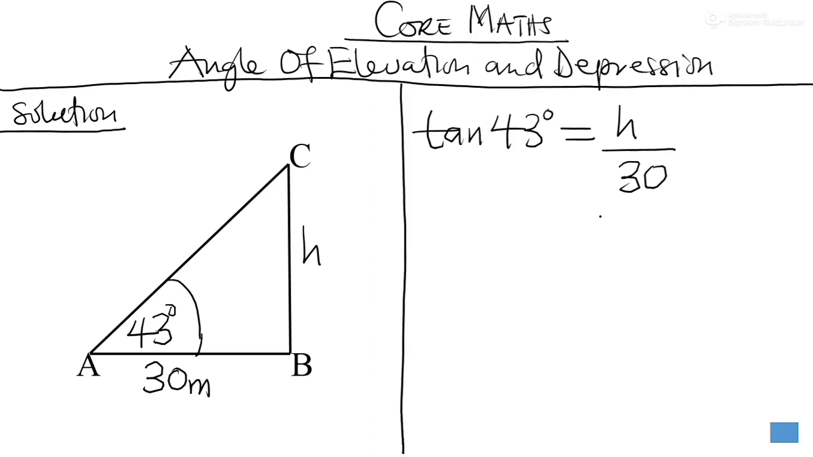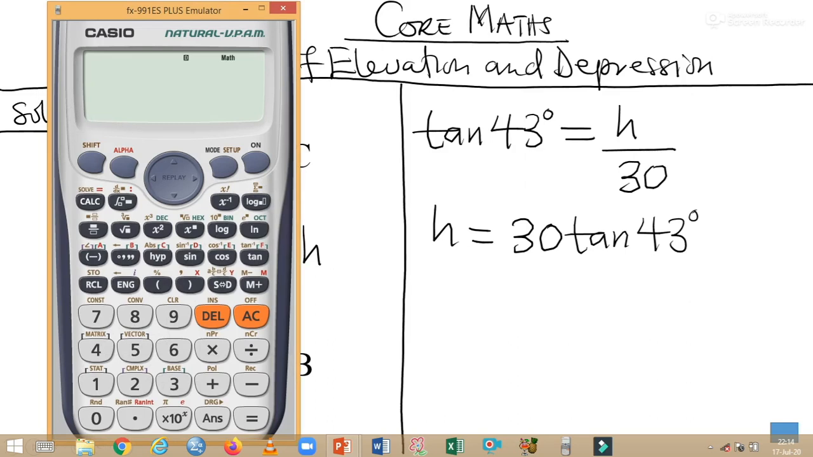Now we have to make H the subject. So we do that by multiplying through by 30. Good. So our H will be equal to 30 tan 43. Now we will need the calculator. So let's get our calculator. Good. So we have our calculator. So we'll punch what we see there on the calculator. So we need 30 tan 43.